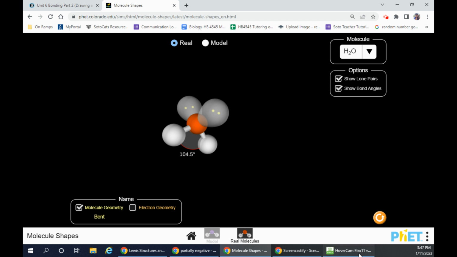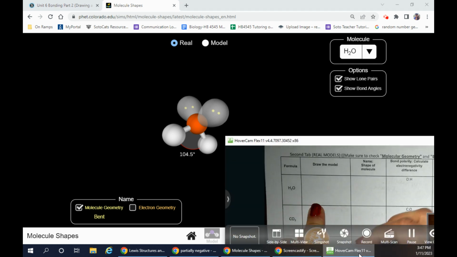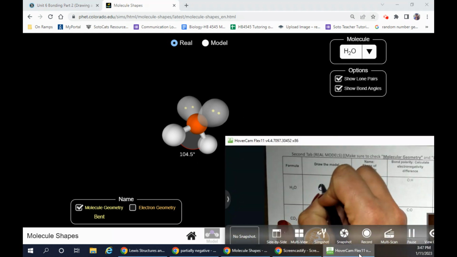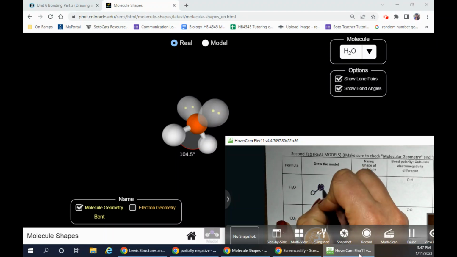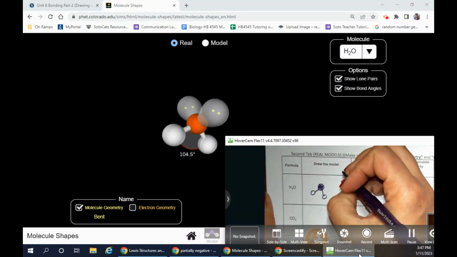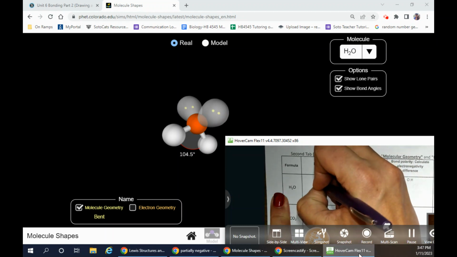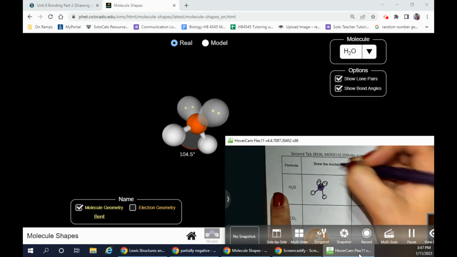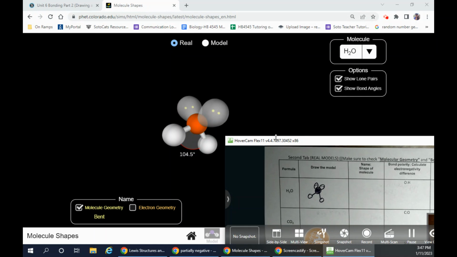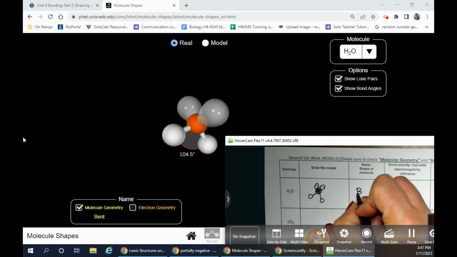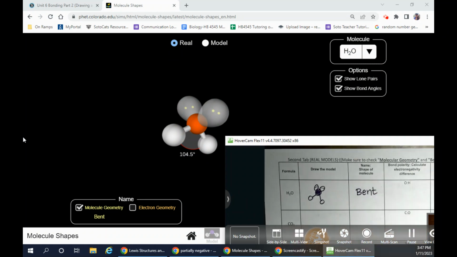Okay, so for water, we're going to draw our model. So you're just going to draw the picture that you have. You could have moved it around to make sure it's pretty in your eyes and all that. So I'm going to go ahead and go, here's one lone pair, here's the other lone pair. All right, and if you choose to do the bubbles, that's cool. If you choose not to do the bubbles, that's up to you as well. All right, so here's my model. Then I'm going to look down here in the bottom left. It tells me the shape of the molecule. So that is bent. Bent. So again, I looked down here.